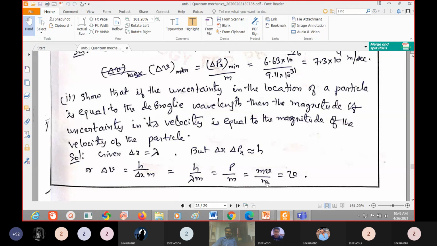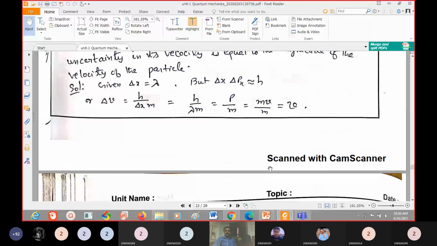so that equal to v. So if the position uncertainty delta x becomes lambda, delta v will become the velocity, that means the magnitude. If we take the uncertainty in location as the de Broglie wavelength lambda, the uncertainty in velocity becomes the velocity of the particle. So this is the second formula.